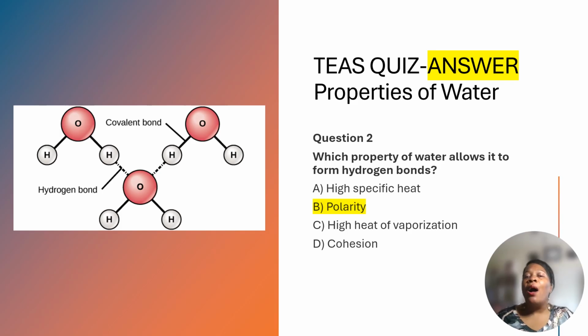Now, let's look at the reasons why letters A and C are incorrect. High specific heat and high heat of vaporization are the results of hydrogen bonding, not causes. Remember, cohesion is an effect of hydrogen bonding, not the reason hydrogen bonds form. Whilst water's high specific heat is a result of hydrogen bonding, it is not the property that allows hydrogen bonds to form. Instead, high specific heat is a consequence of the energy needed to break hydrogen bonds during heating.